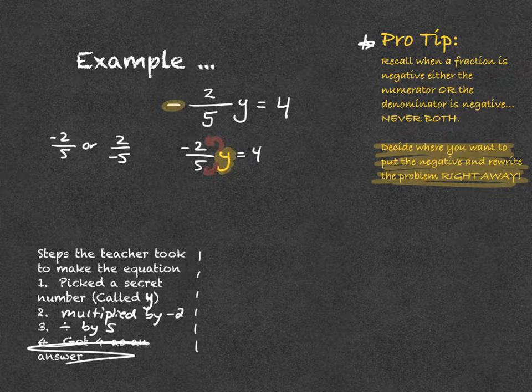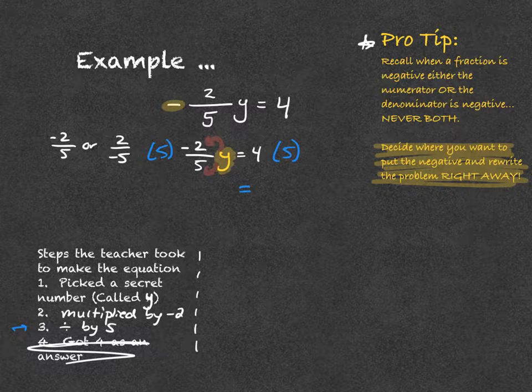So we already know what their answer was. To undo dividing by 5, I would have to multiply by 5. So on the right side, 4 times 5, that's obviously 20. Now on the left side, the whole reason for multiplying by 5 was to undo dividing by 5.